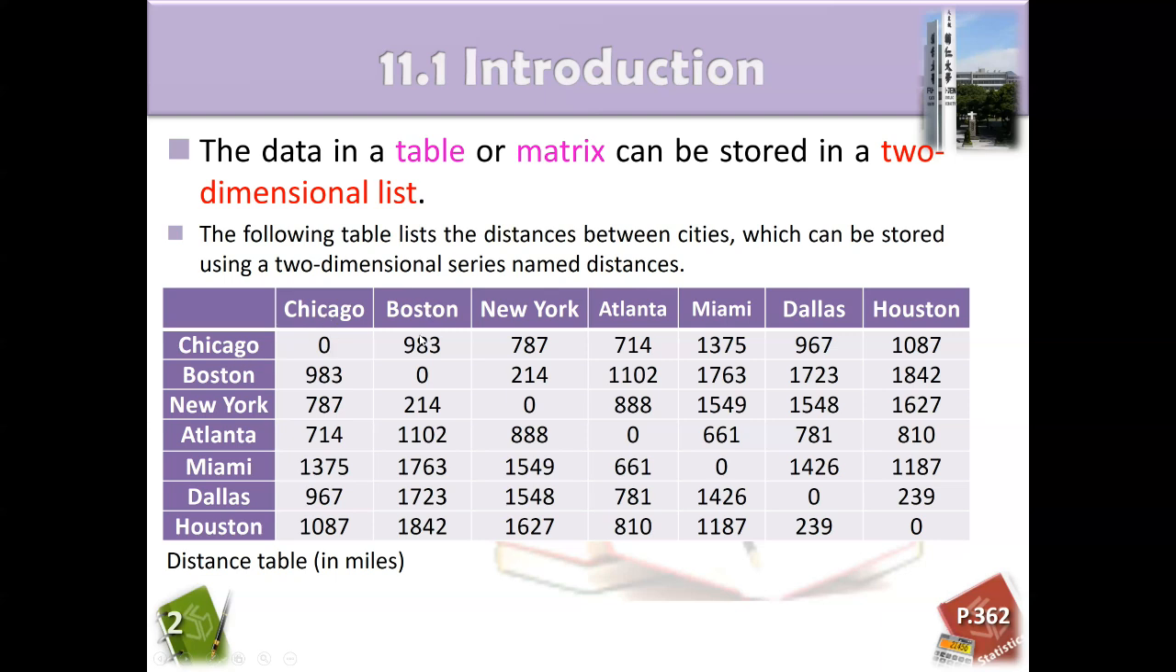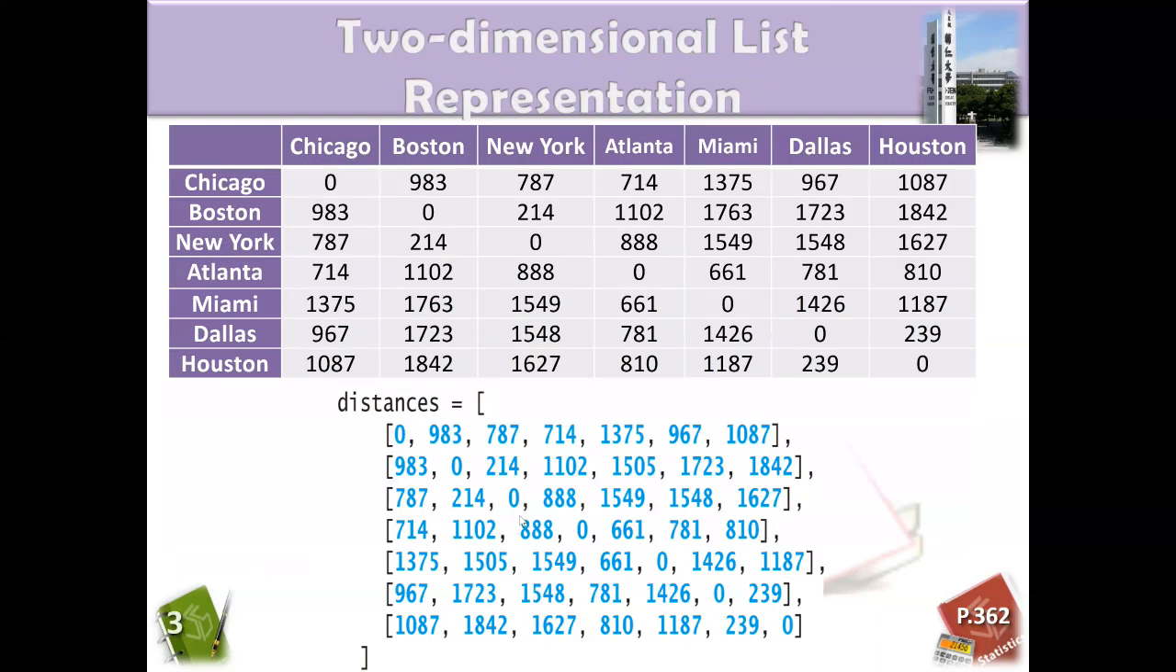Chicago to Boston, the distance is 983 miles, vice versa. So it's a table, right? So how can we store it? So this is a demonstration. Please remember, it means we have a list first, right? We have a list first.